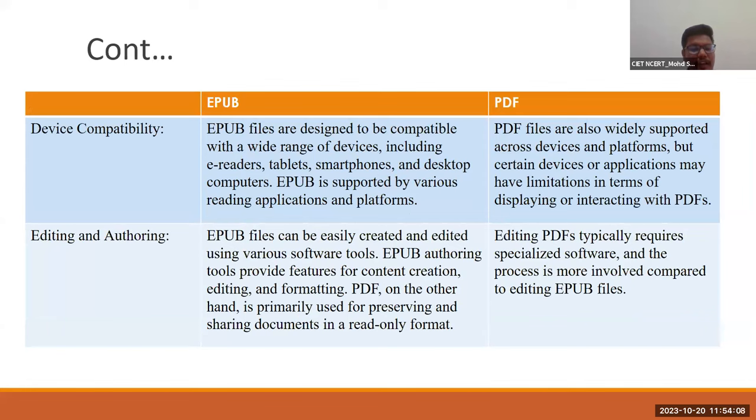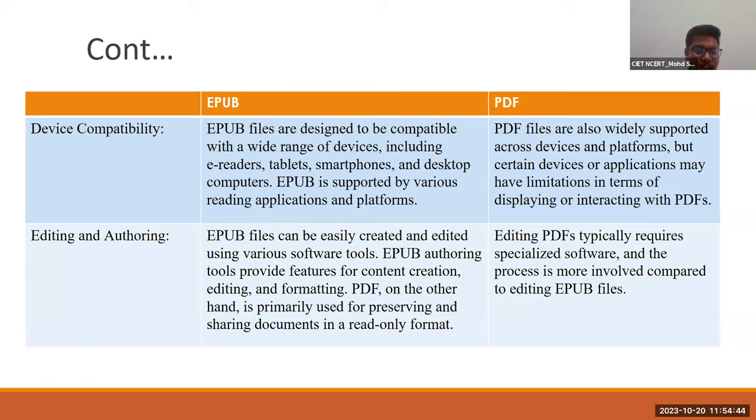The next point is device compatibility. EPUB files are designed to be compatible with a wide range of devices, including e-readers, tablets, smartphones, and desktop computers. EPUB is supported by various reading applications and platforms, whereas PDF files are also widely supported across devices and platforms, but certain devices or applications may have limitations in displaying or interacting with PDFs.